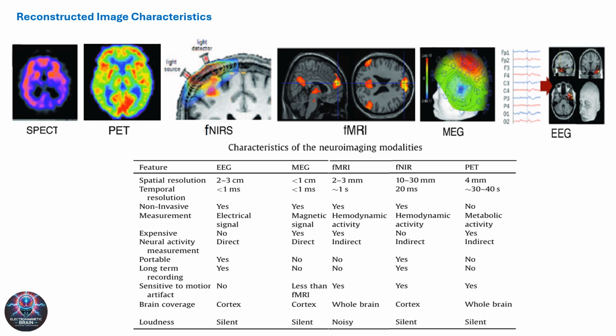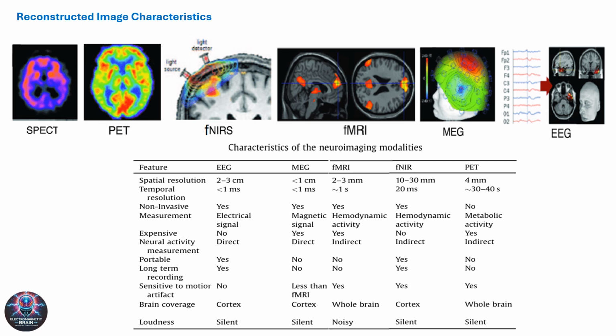Moving to the fNIRS image, we see a technique that uses near-infrared light to measure change in concentration, related to changes in blood oxygenation during brain activity. The spatial resolution ranges between 10 to 30 millimeters, and its temporal resolution is about 20 milliseconds, making it suitable for measuring hemodynamic activity in real time. This technique is particularly valuable for its non-invasive nature.